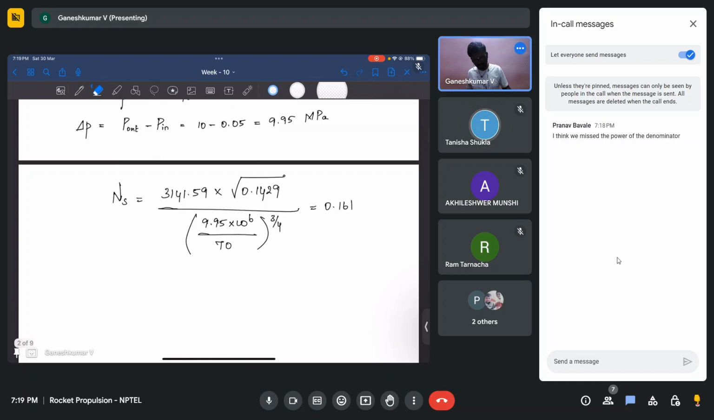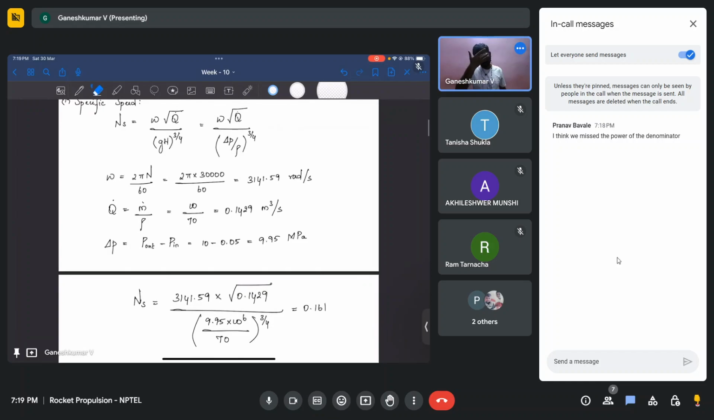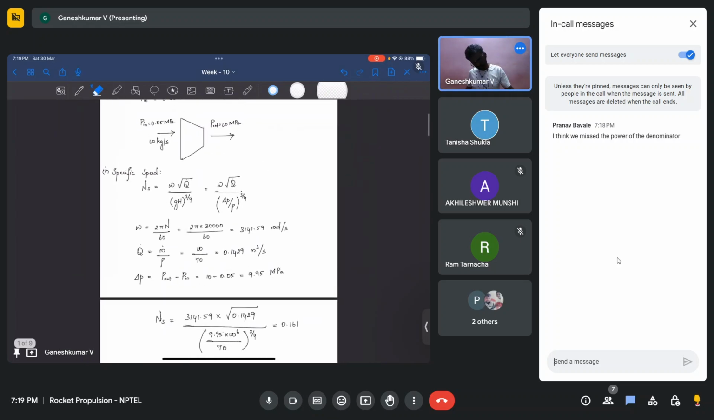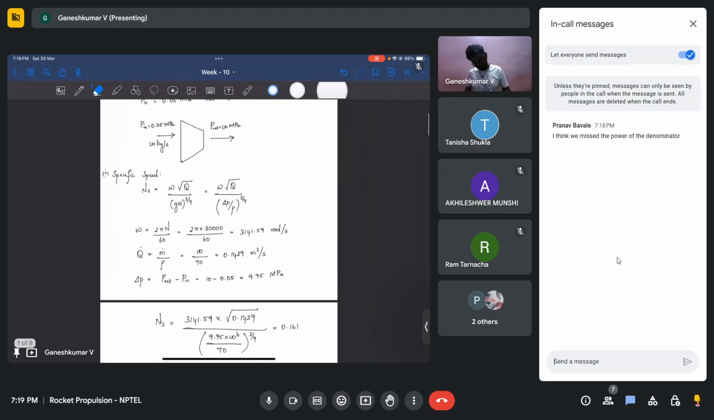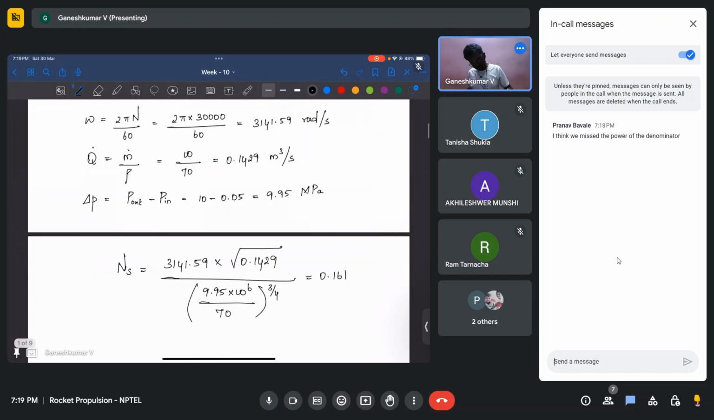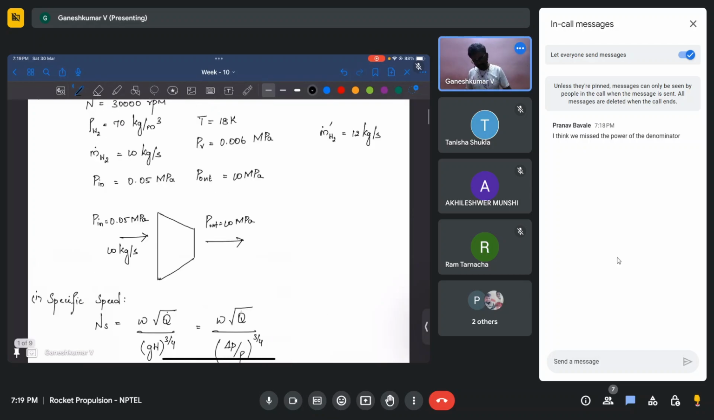Okay. So, what is the specific speed then? It is dimensionless. Yeah, the unit is dimensionless, but 0.161 is right. Did you include 3 by 4 also? Yes, sir, I considered the power. Okay. Thanks, Tanisha. So as Tanisha said, this is dimensionless. Okay, so there is something dimensionless coming.